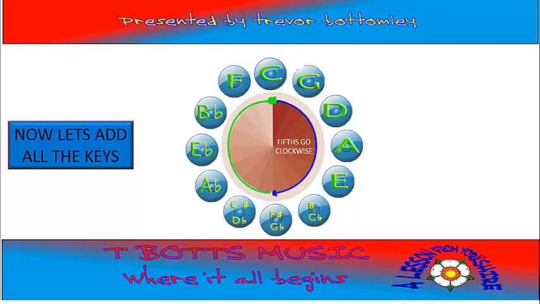And if we count the notes from C to F, including C and F, we will note that there are 4 notes between C and F, 4 notes between F and B flat, 4 notes between B flat and E flat, and so on around the circle in the anti-clockwise direction. These are called fourths, and they go around, as we said before, in an anti-clockwise direction.